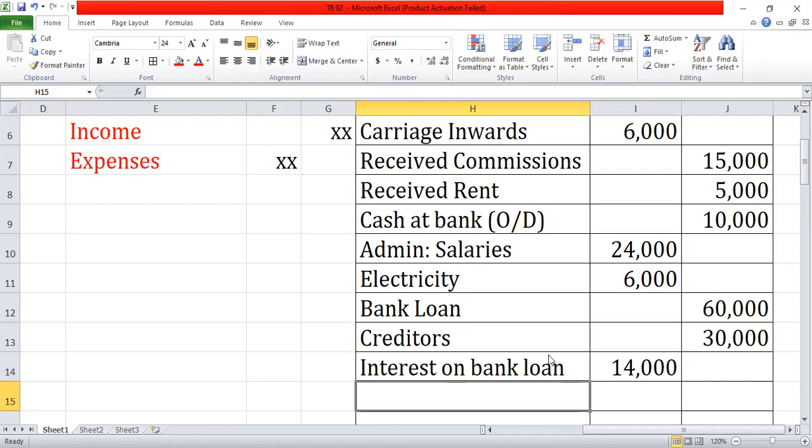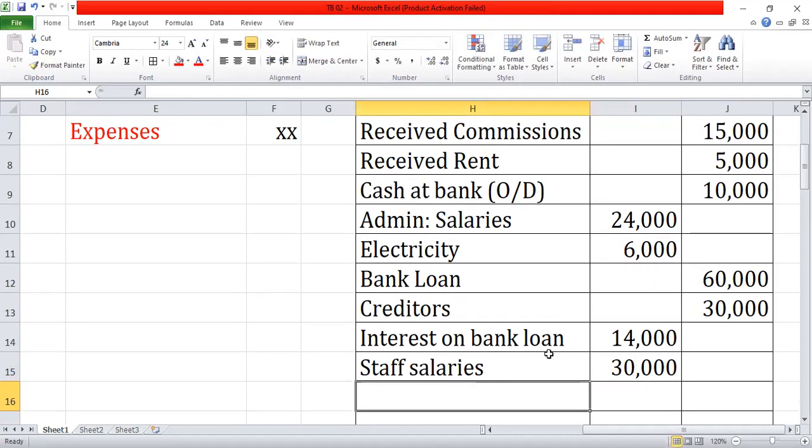Okay, 14,000. Then staff salaries. Staff salaries expense worth 30,000 rupees. 30,000 rupees expense. 30,000. Okay. And after the staff salaries, we have debtors, right?